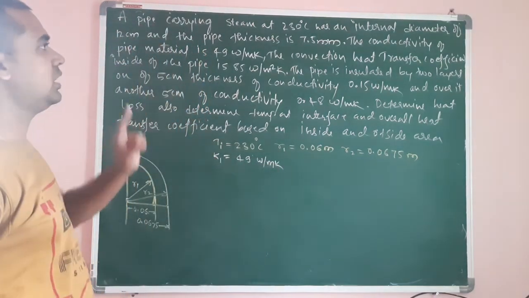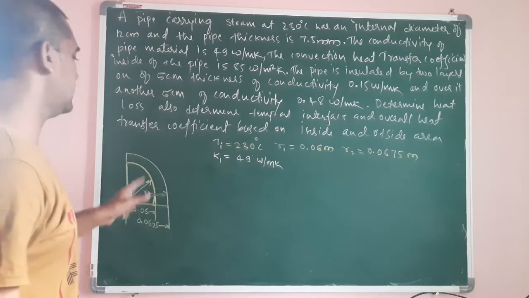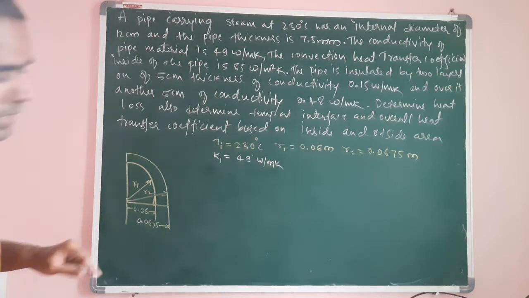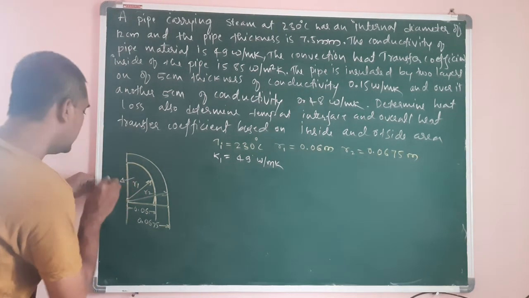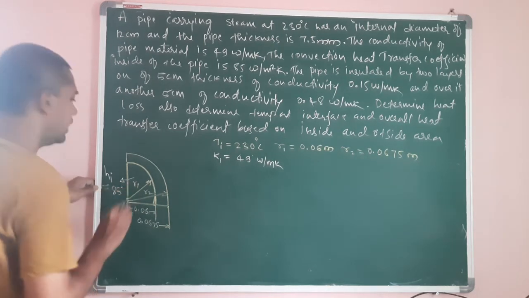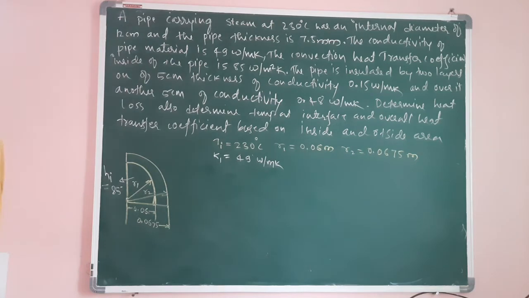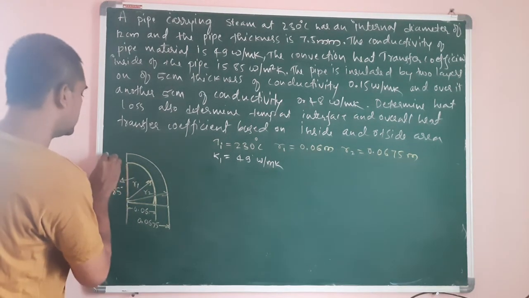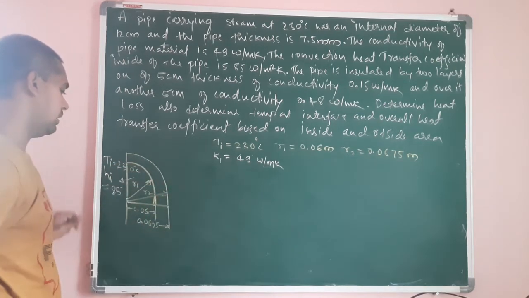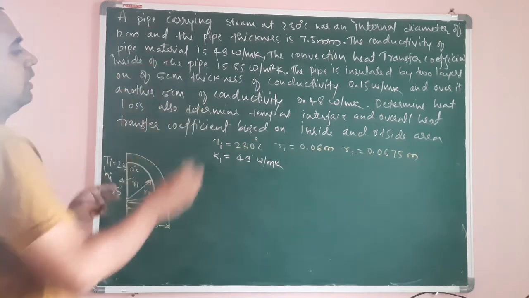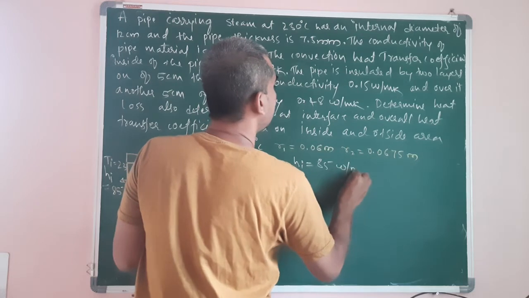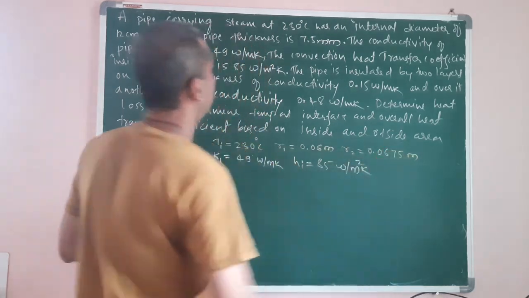Okay, the convection heat transfer coefficient inside the pipe is 85, which means there is a convection heat transfer here. I will call it HI, equal to 85 watt per meter square Kelvin. The inside temperature, I will call it TI, is 230 degrees Celsius.